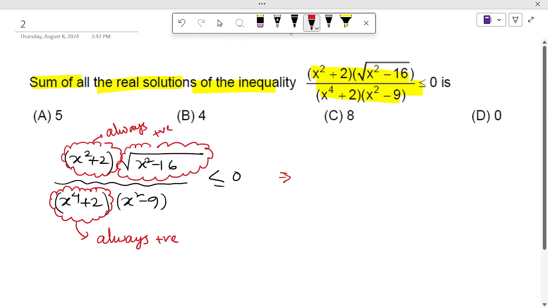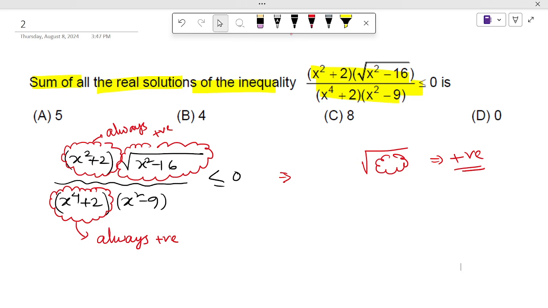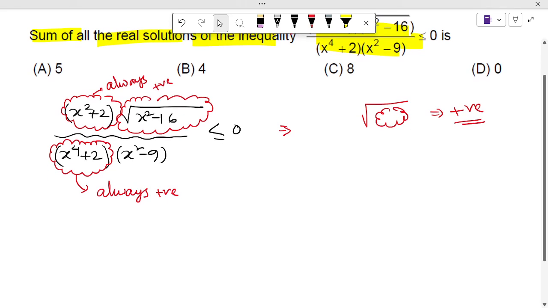You must know that the square root of something always gives a positive value. The result of a square root is always positive. But here the square root is there, so the domain will need to be defined. You need to define the domain first. Okay, let's do the domain part later, and let's solve the inequality first.